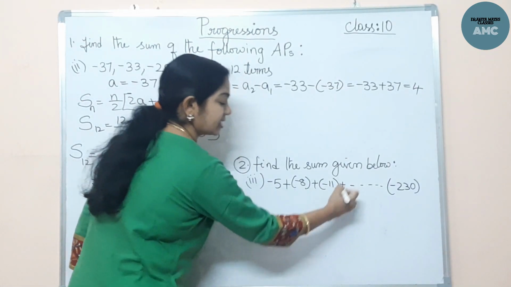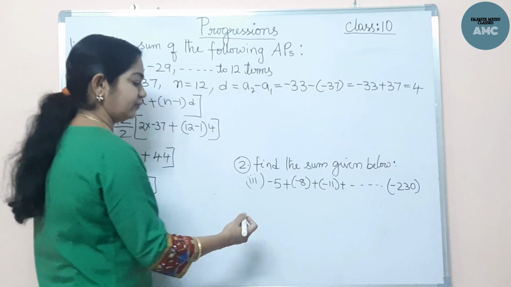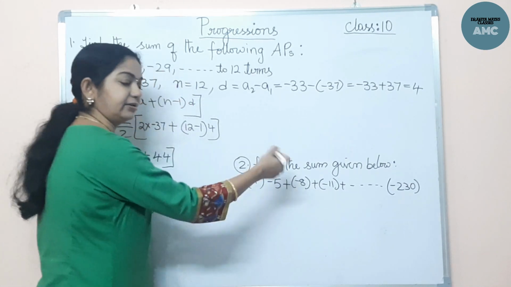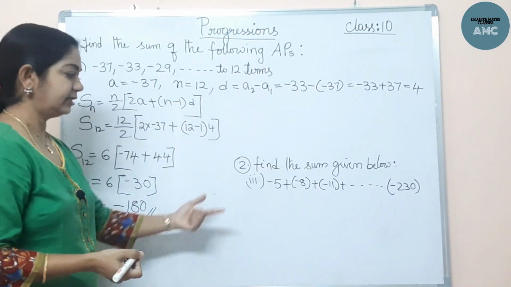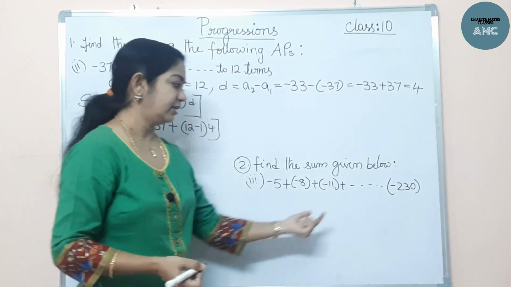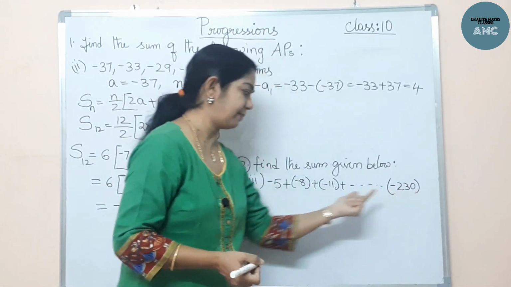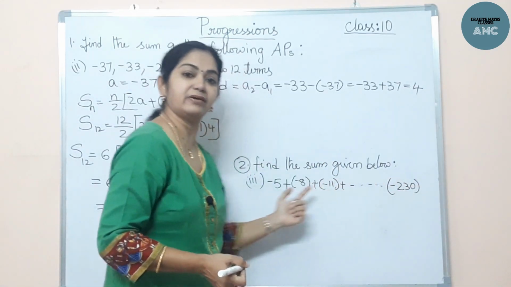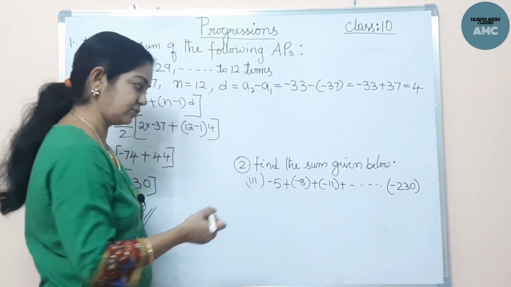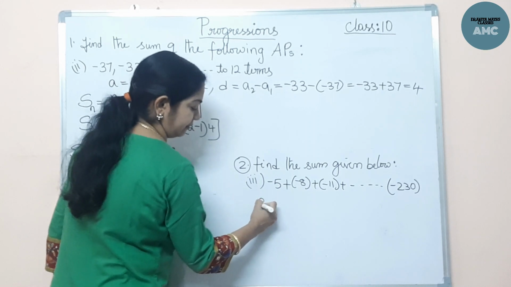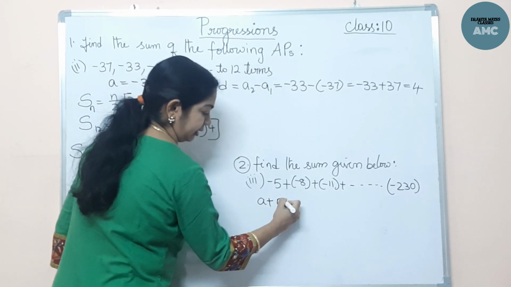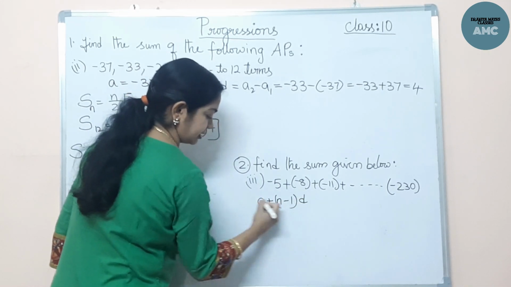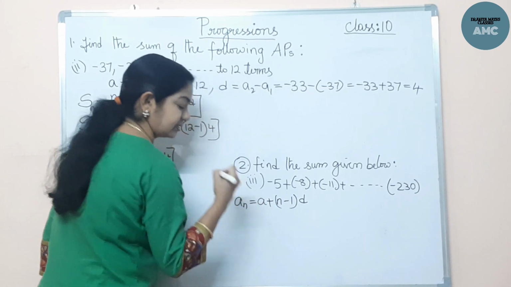How many terms are there here? By the formula of an, then you can do the Sn. Here first term is there, your nth term is there. You apply both of them. And n by 2, how many terms are there we have to know. N also we have to know. So to find out n, I will take the help of an, that is a plus n minus 1 into d, which is our nth term.